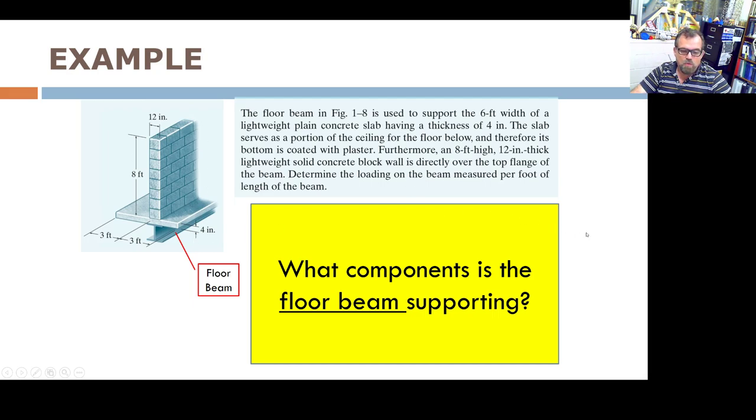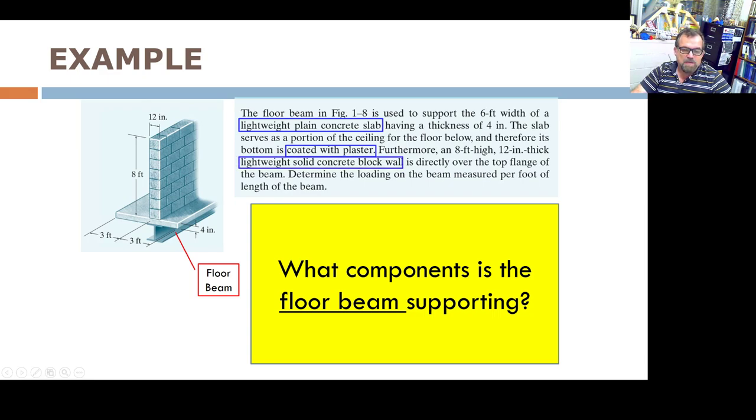Okay, so what components are being supported here? First, it says lightweight plain concrete slab, 6 feet. Oh, this is the lightweight plain concrete slab over there. And then you have the thickness of that slab also here. Now the slab serves as a portion of a ceiling, and therefore the bottom is coated with plaster. So you have to include the weight of the plaster.